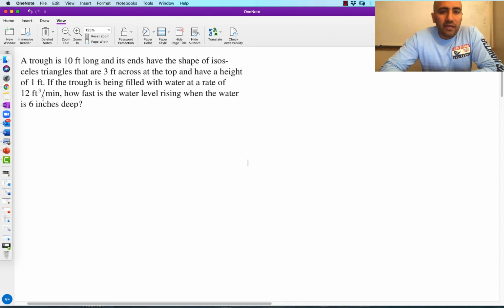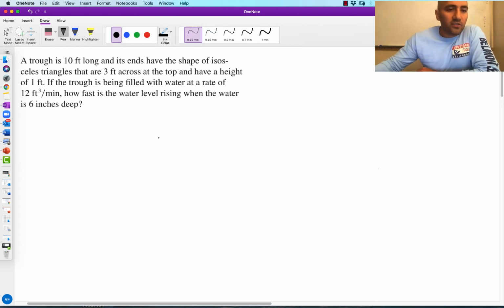I could change everything to inches. That wouldn't be hard. But then they gave it to me as 12 cubic feet per minute. So let's just right away, first thing, change this to feet. I want to change this right here to say that's the same thing as half a foot. 6 inches equals half a foot. Okay, so let's make sure we don't make a mistake there.